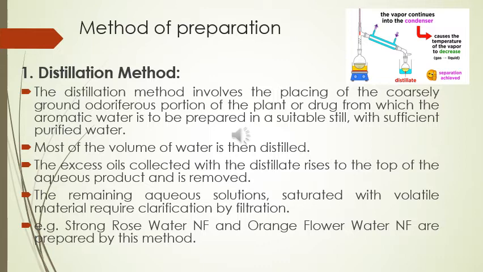Depending upon the boiling point, the oil and the water get evaporated, and are collected in the form of distillate. The upper layer will be of the oil and the lower layer will be of the water. Now this distillate can be separated, and again a second cycle of distillation can be carried out. The examples of aromatic waters which are prepared by this method are strong rose water and orange flower water.